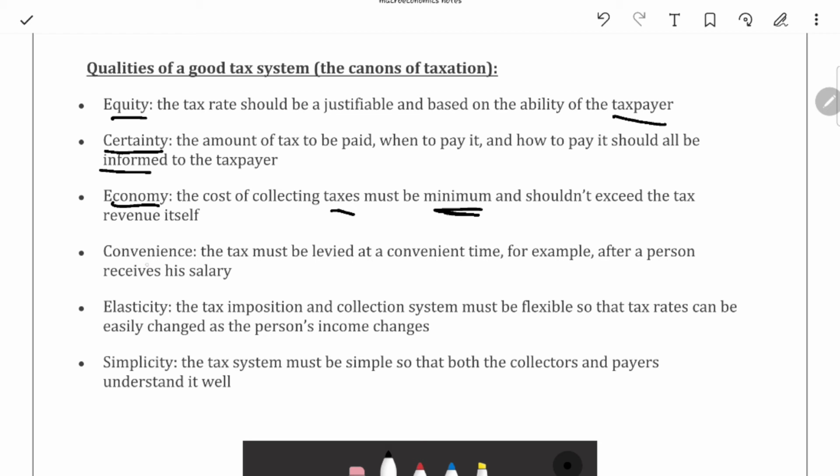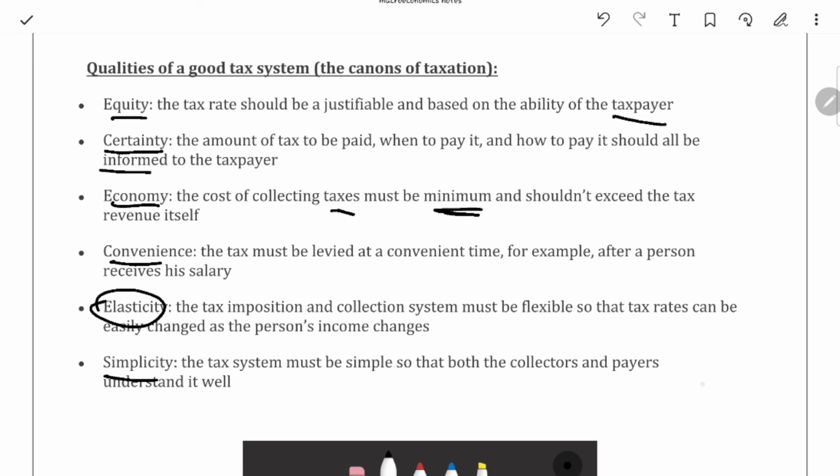Then it should be convenient, because you can't have long procedures for paying the tax. When you're buying the good, it should automatically be deducted. You don't have to do any separate procedures. Then we have elasticity. Elasticity is simply that, for example, if we want to make a change in the economy, it should be easy to change the tax rates accordingly. So it doesn't challenge someone's income when you make a small change. So it should be elastic. Then it should be simple.